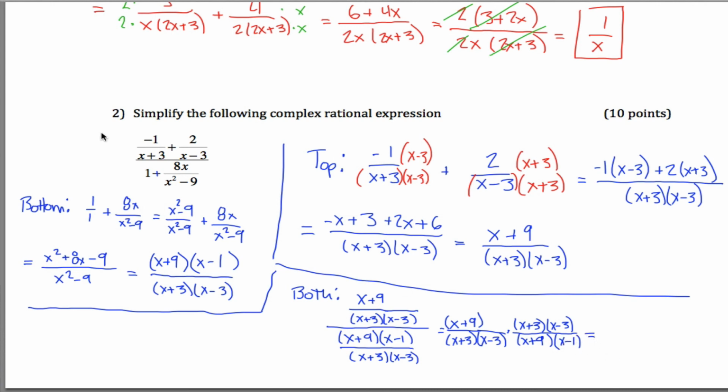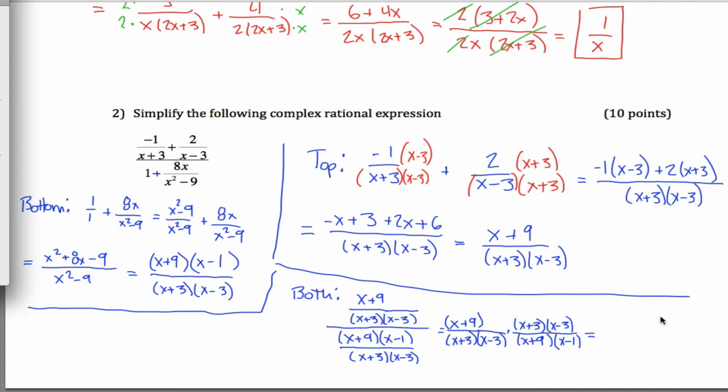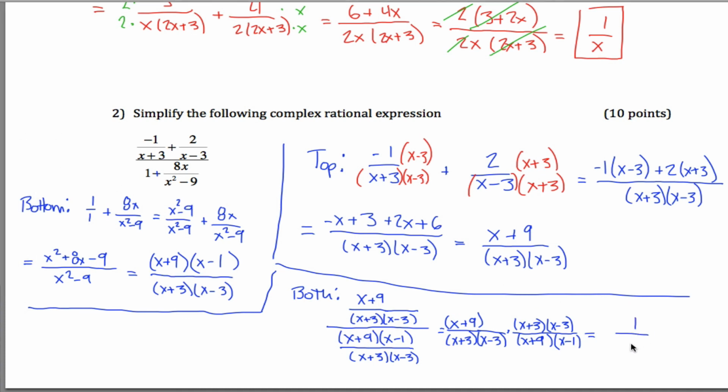And now what you'll see happen is kind of the gratifying part. I got an x plus 9 on the top and an x plus 9 on the bottom. I got an x plus 3 on the top and an x plus 3 on the bottom. I got an x minus 3 on the top, x minus 3 on the bottom. Left with just a 1 up top and an x minus 1 on the bottom. I'm going to erase all those crossouts because I think it might make the answers harder to look at. What I get for my final answer is 1 over x minus 1. And that's that. That's the end of this quiz.